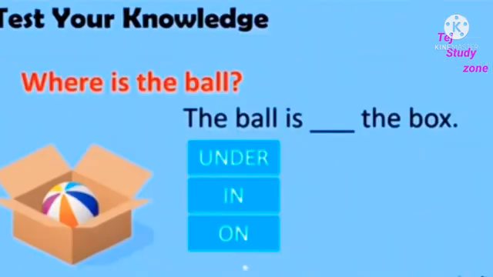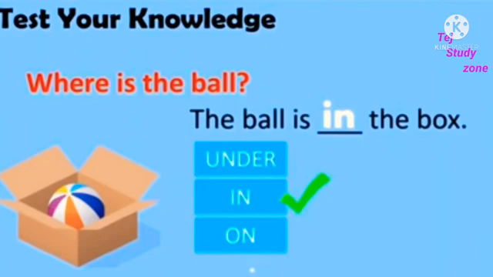Now children, let's test your knowledge. Where is the ball? These are the 3 options. You take the correct answer and put it in the given space. Children, just look at the image. Where is the ball? The ball is dash the box. Options are under, in, on. The correct answer is in. The ball is in the basket.